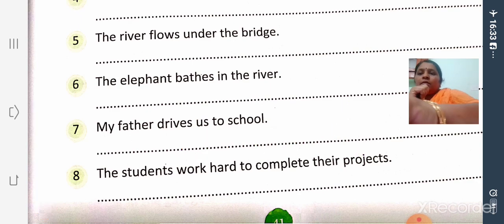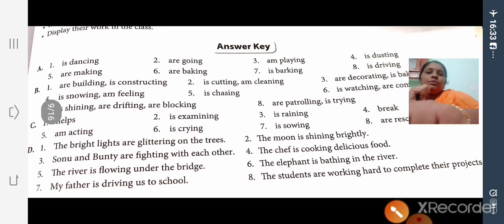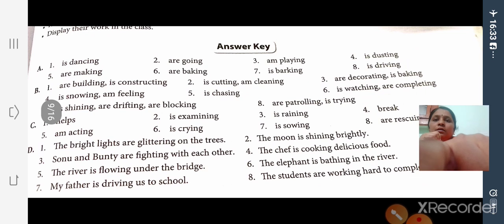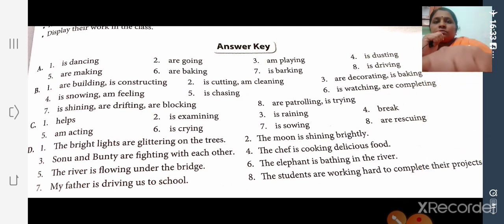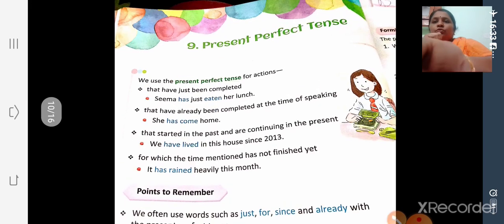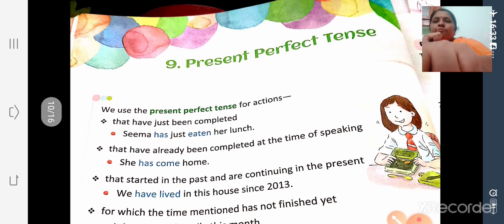So write all these answers in your grammar text, and I have attached this answer key. So make use of this answer key for completing your answers. After writing, you have to check all the answers using this answer key. Okay. So let us next move on to present perfect tense.